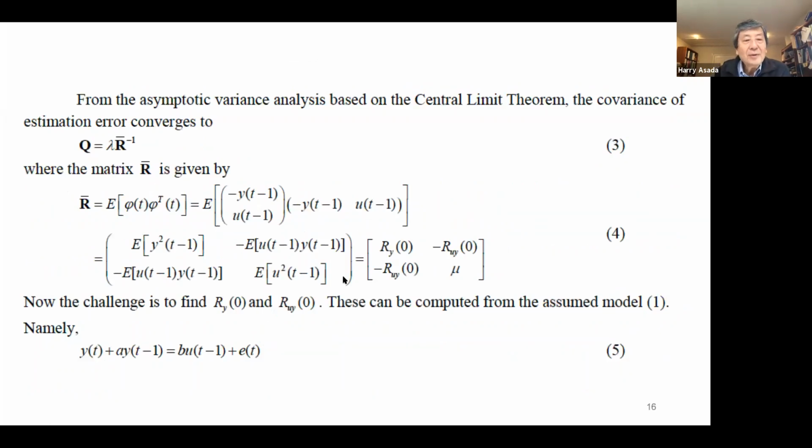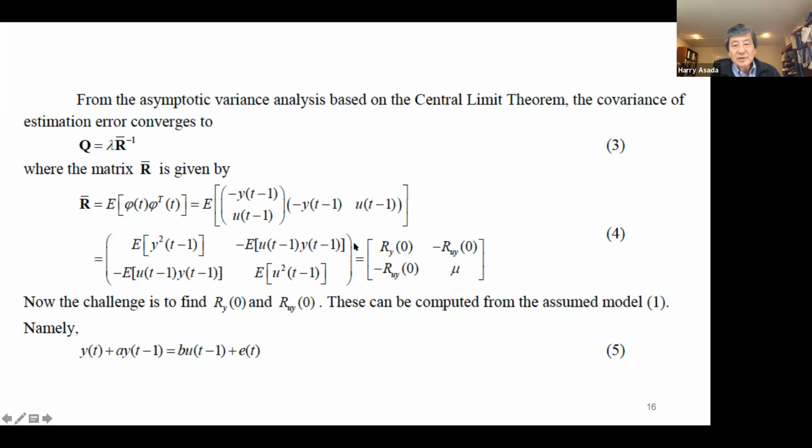So the main result from the analysis is that, as n is sufficiently large, your estimated parameter values, a and b, have a normal distribution with this covariance. So a and b are two variables to be estimated, so the variance Q is actually a 2 by 2 matrix. The definition of R is given by this, and computing this, the expectation can be taken individually. So this times this becomes one element here, this times this becomes the 1,2 element sitting here. So these are all basically autocorrelation and cross correlation.